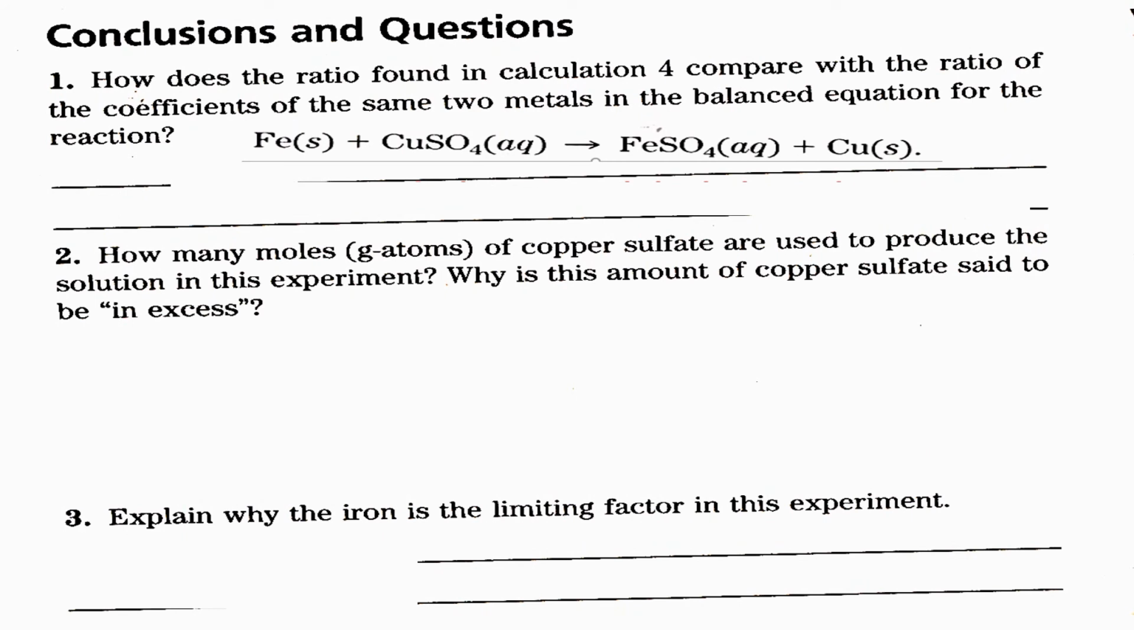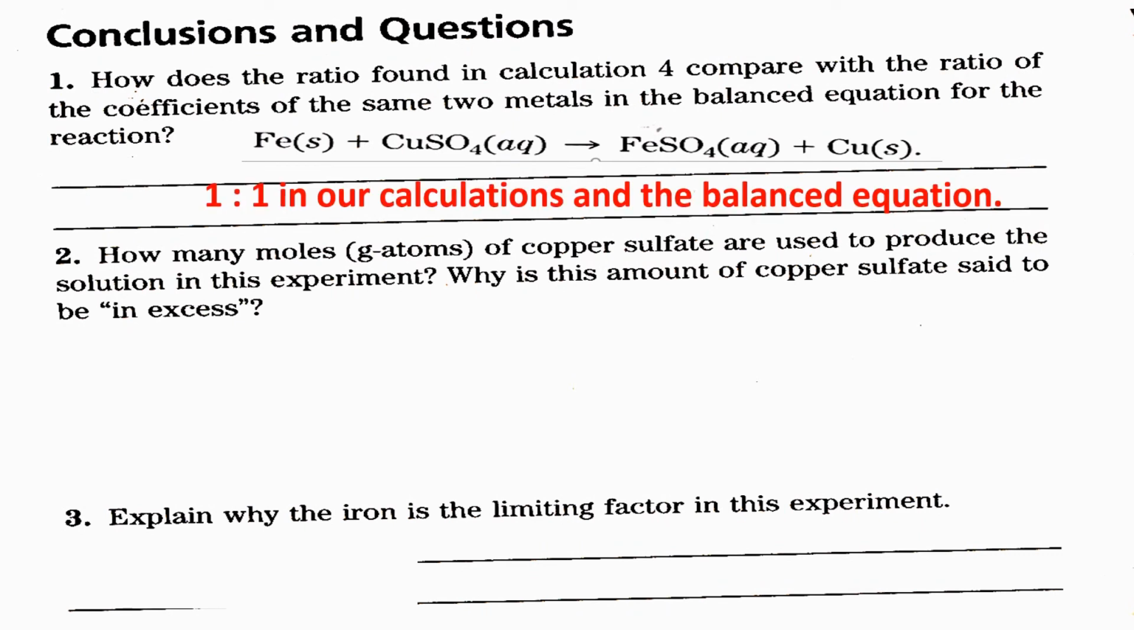Conclusions and questions. How does the ratio found in calculation 4 compare to the ratio of coefficients of the same metals in the balanced chemical equation? The ratio is 1:1 in our calculations and in the balanced equation. How many moles of copper sulfate were used to produce a solution in the experiment? We used 8 grams of copper sulfate. 8 divided by 160 is equal to 0.05 moles.